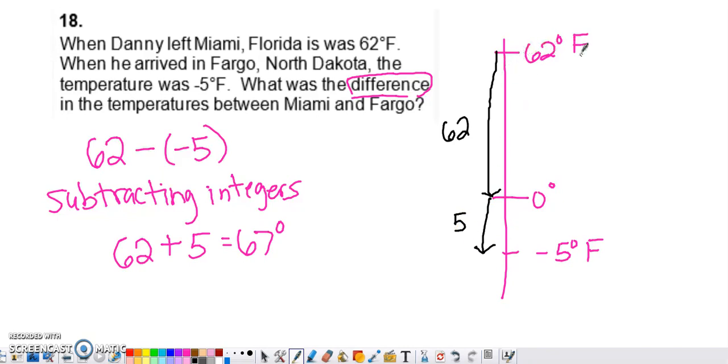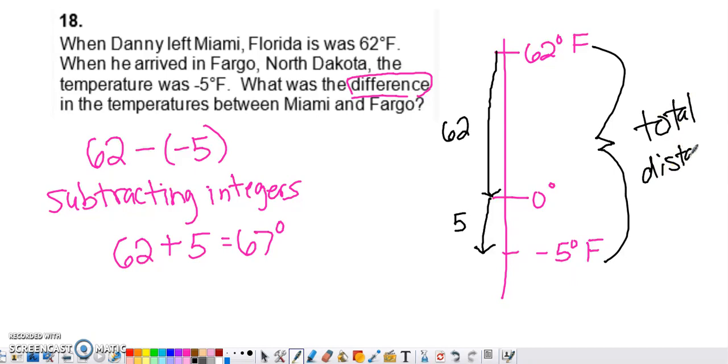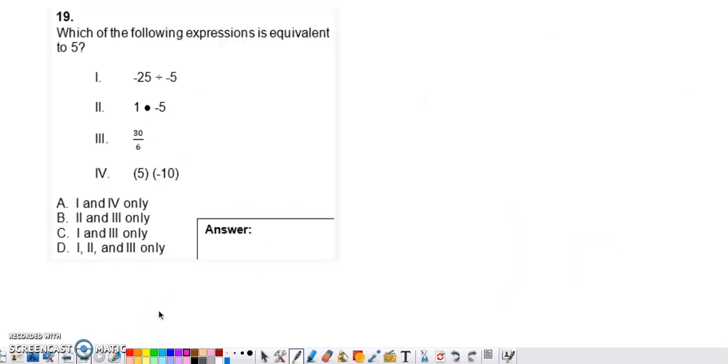So if I start at 62 and I head in this direction and I stop at 0, I'm dropping 62 degrees, okay? Or I'm walking, 62 steps. And then from 0 to negative 5, I'm taking 5 more steps. So I'm finding the total distance from our highest temperature to our lowest temperature. And so when you add the 62 and the 5, that will give you the 67 degrees difference between the two, okay? All right, number 19.